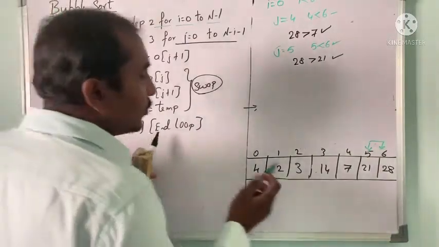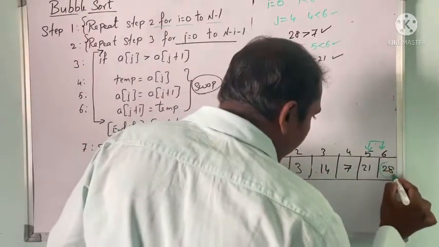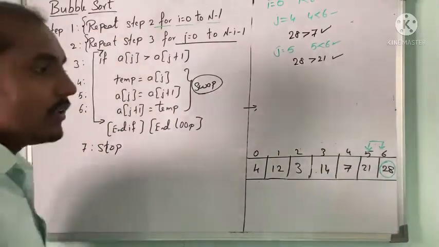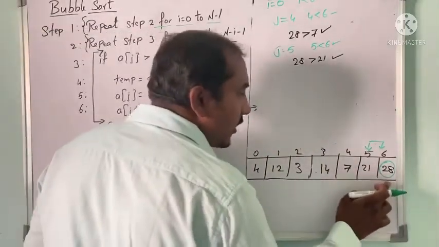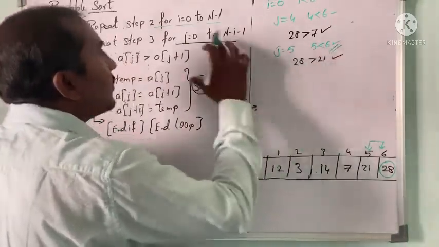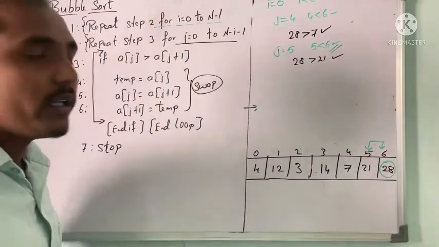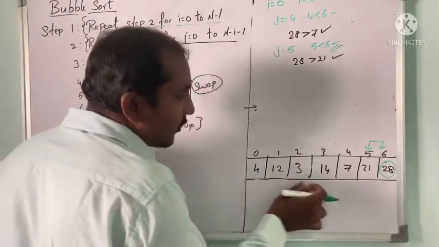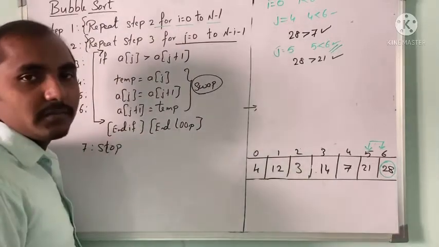Now when you observe, whatever input you have given, the largest element will move to the last position when the inner loop has completed for the first time. Once the inner loop has completed the first time, the largest element will be moved to the last position.